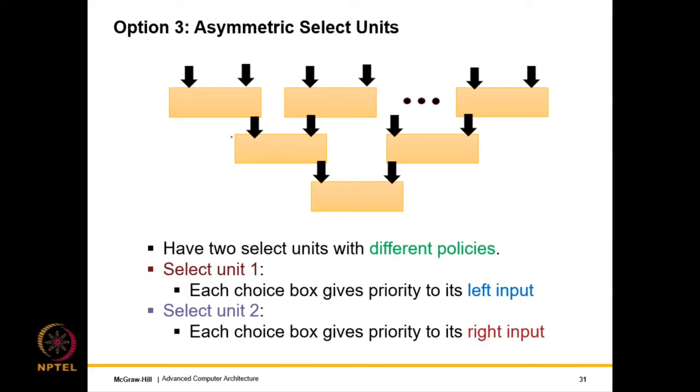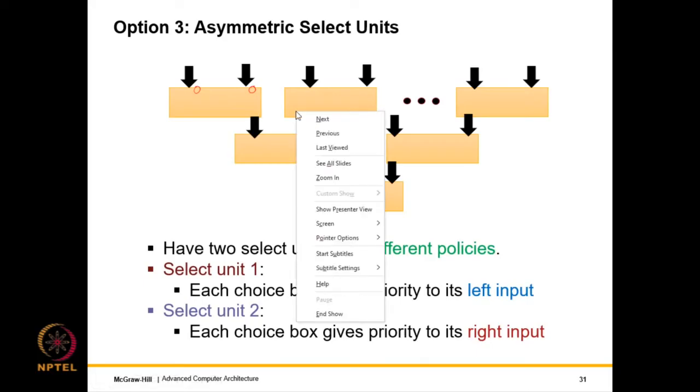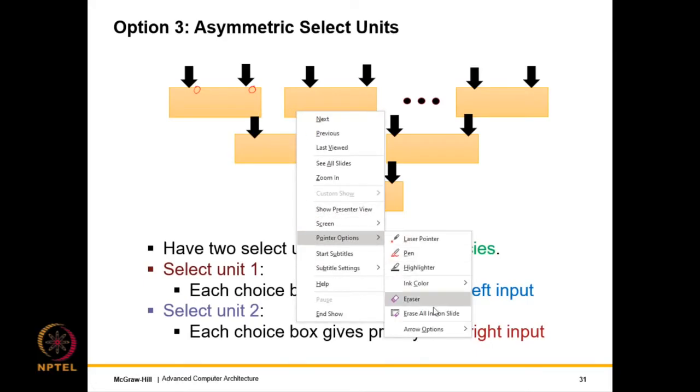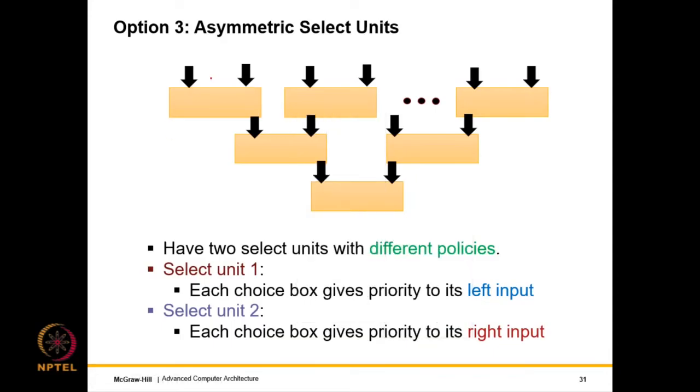In this case, I have drawn a regular tree structured select unit where there are two copies of the tree and both run side by side in parallel. Let us consider the first select unit, which is select unit 1. There will be 4 cases. If you consider this choice box, either both the request lines are 0, well then there is no problem at all. No choice needs to be made. So we can happily erase the ink on the slide.